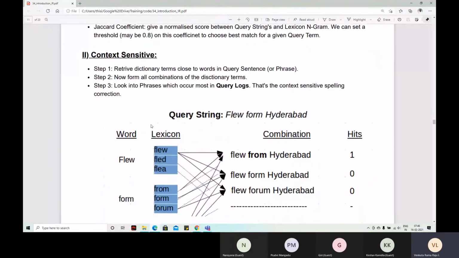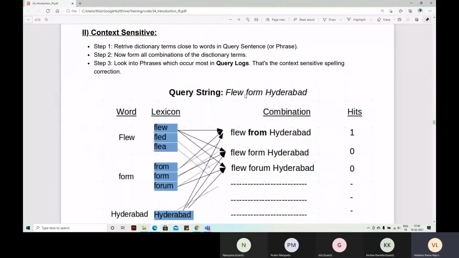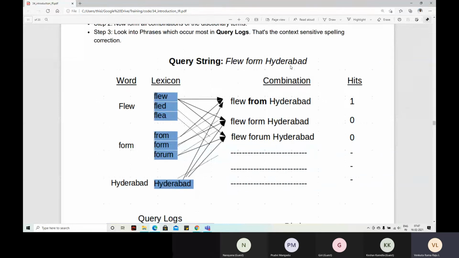And context sensitive search. If you look at this sentence, "flew farm Hyderabad", flew will be there in the database, farm will be there in the database, Hyderabad will also be there in the database. But in this context, farm is not the correct word. From is the correct word. So how do we find whether contextually this is correct or not?